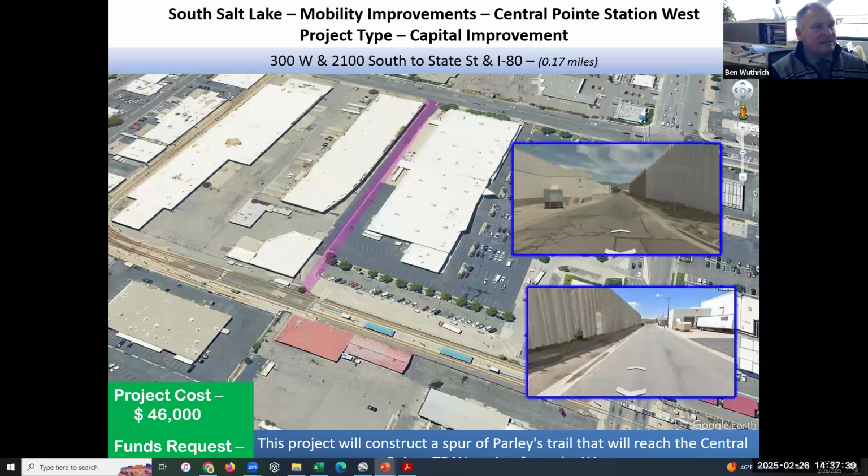Next project is the Central Point Station West in South Salt Lake. This is to provide access to the Central Point TRAX station from the west. Estimated project cost is $46,000. Funds being requested are just under $43,000.